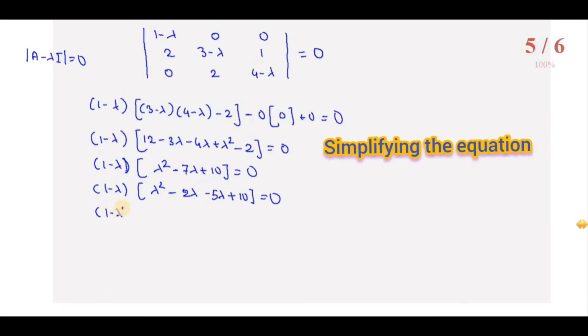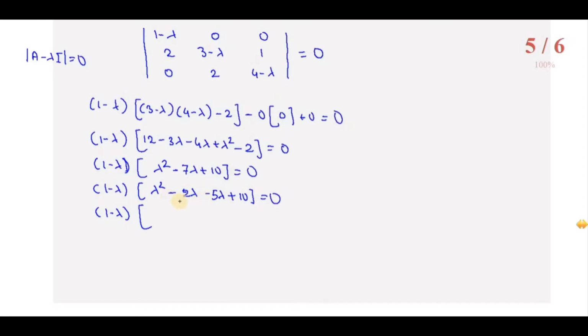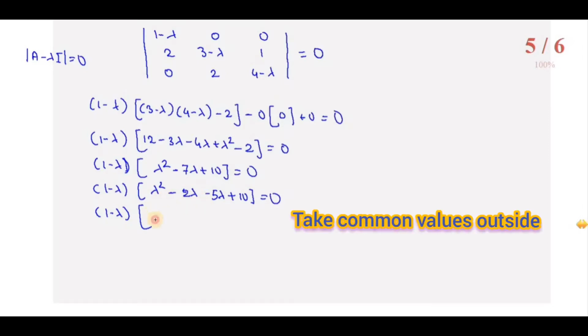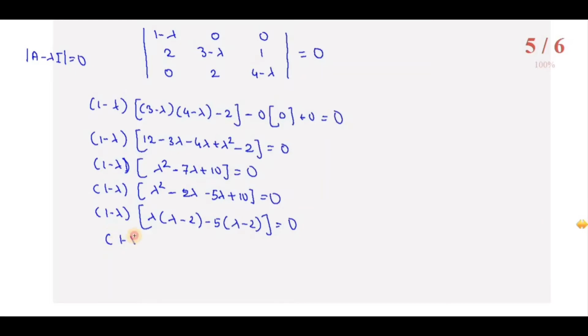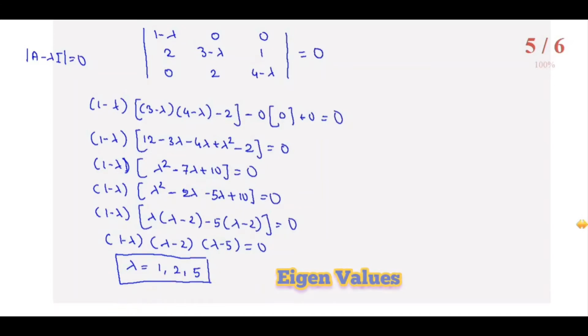Now in this equation we can take out the common factors. In the first two terms we get lambda common, so lambda into lambda minus 2, and from minus 5 lambda plus 10 we get minus 5 as common, so lambda minus 2. So here we get 1 minus lambda, lambda minus 2 and lambda minus 5 is equal to 0. So the lambda values we are getting are 1, 2 and 5. These are nothing but the eigenvalues of the given matrix A.